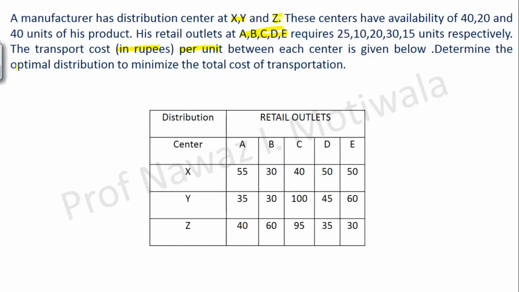Determine the optimal. See this word. In the previous example, the word was minimum. Here it is: determine the optimal distribution to minimize the total cost of transportation. This is the matrix given.